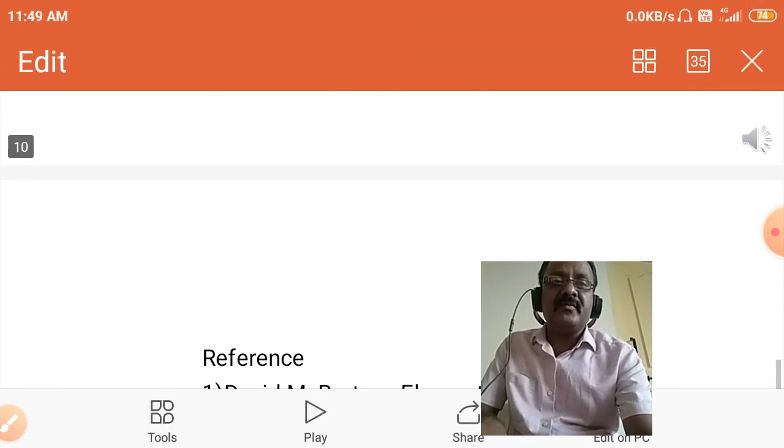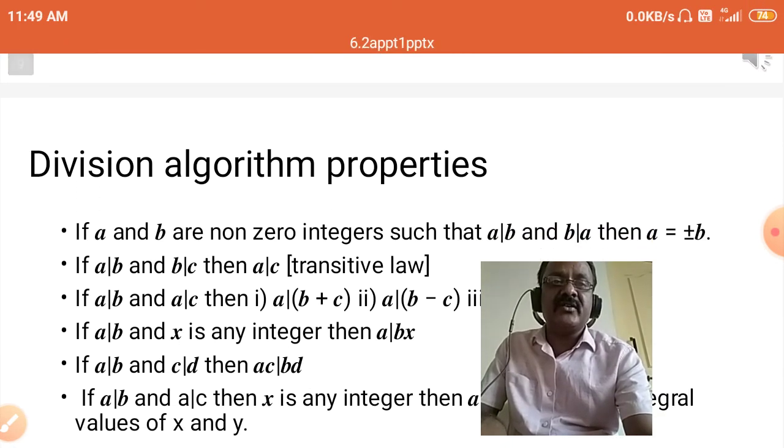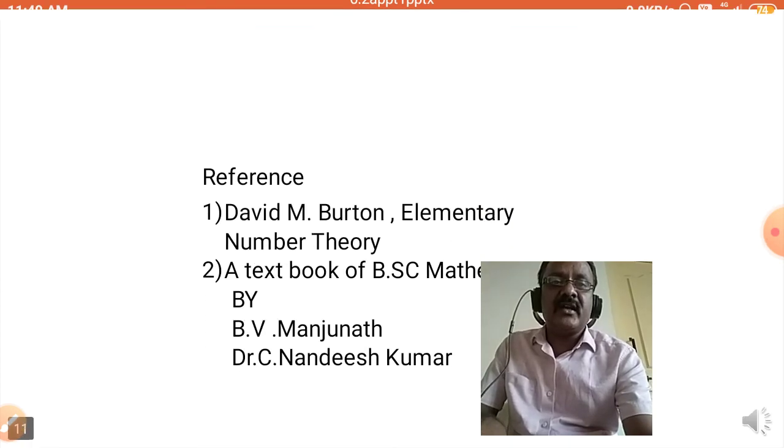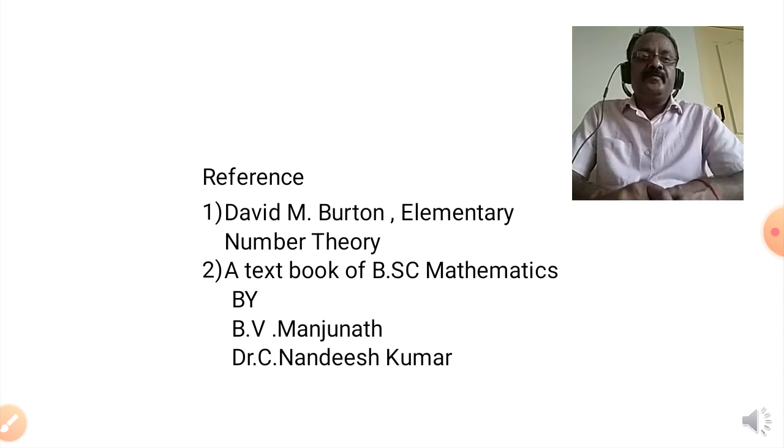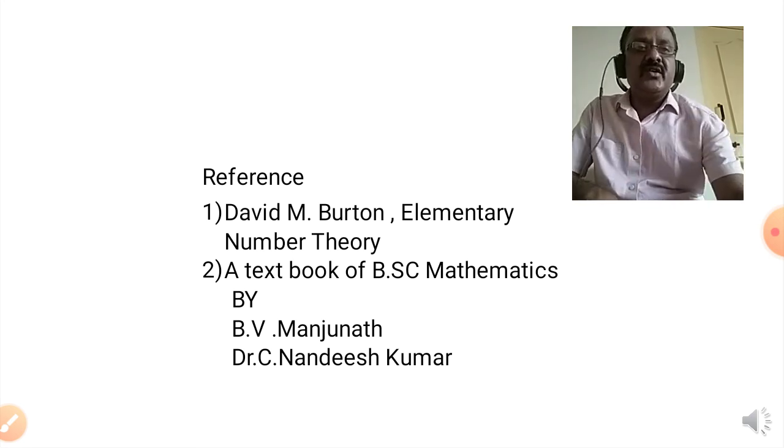Those proofs let us take up in the next session. Now I have referred to these textbooks: David Burton, Number Theory, and the textbook of BSc Mathematics by B.V. Manjunath and Dr. C. Nandish Kumar.